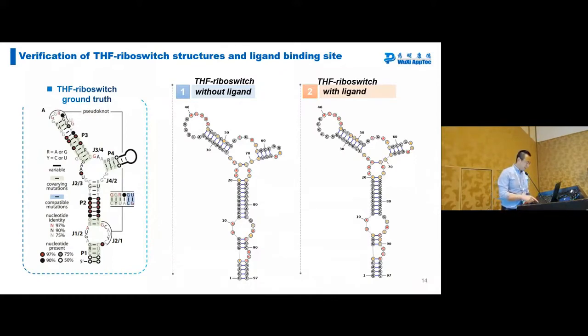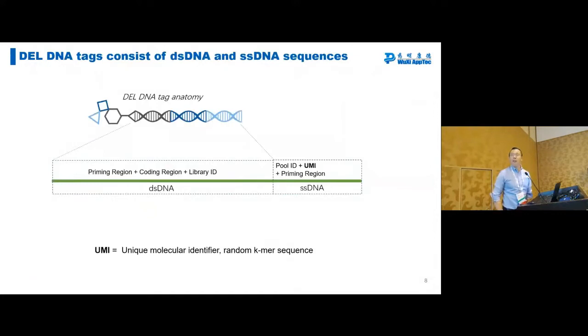So this actually gives us a method that we can use to verify or QC the RNA structures for our selections. Next, we want to address the issue about the DNA-RNA interactions. So a quick anatomy of WuXi's DNA tag: it basically consists of both a double-strand DNA region and a single-strand DNA region, within which we have unique molecular identifiers consisting of random sequences.